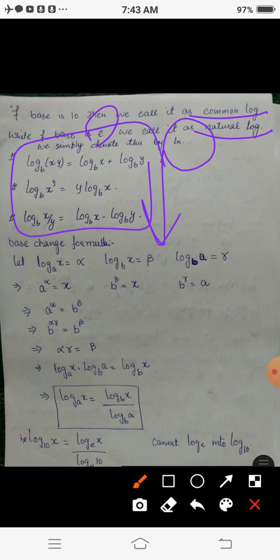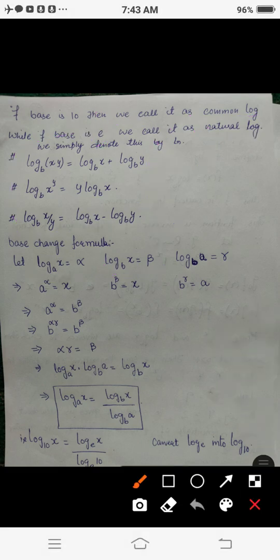Now suppose log of x is alpha with base a, log of x is beta with base b, and log of a with base b is gamma. Here log of x is alpha, which implies that a raised to power alpha is x. Here b raised to power beta is x and b raised to power gamma is a. Now here x equals x, which implies that a raised to power alpha equals b raised to power beta.